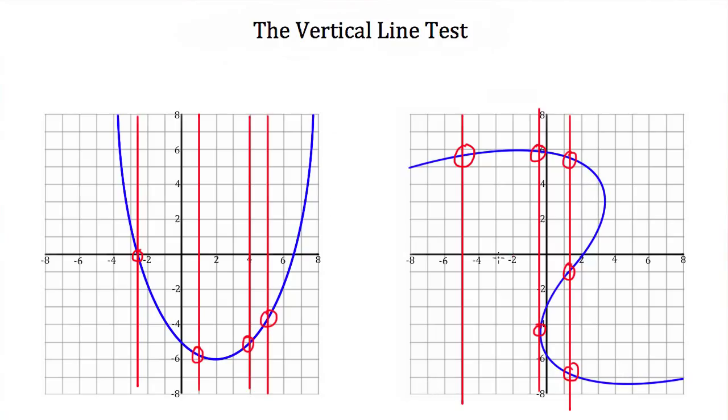If I was walking along the x-axis and I got to the origin, I could point to the left and see my graph, and I could also point to the right and see my graph. So this S is not a function because it fails the vertical line test.